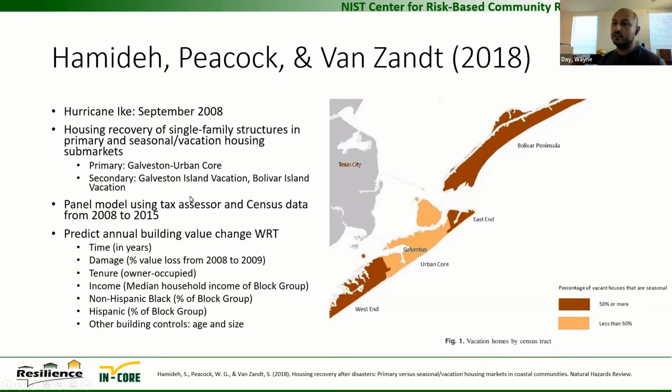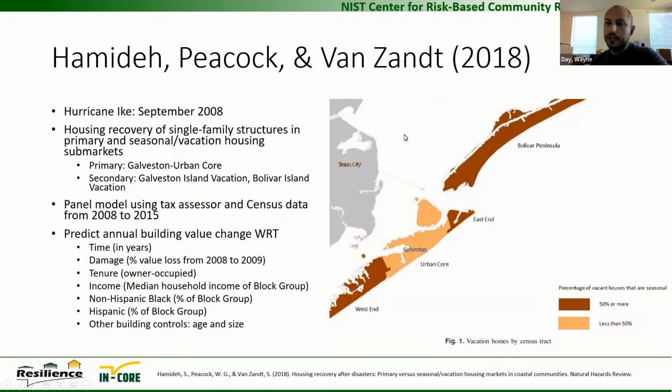So in Galveston's case, this includes the urban core, Galveston Island Vacation, and Boulevard Island Vacation submarket. Looking here at the map, this is just a figure from the paper. The central part, the light orange, is the urban core, which we're considering the primary housing market, the people that live and work there in Galveston. Then the Galveston Island Vacation, the West End plus the East End, has a lot of vacation and seasonal housing. And then you've got Boulevard Island Vacation, which is out here as well.